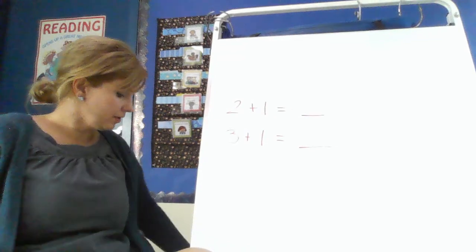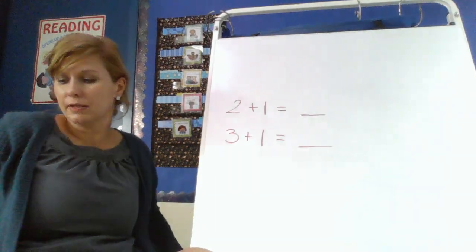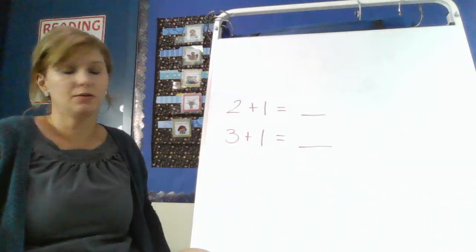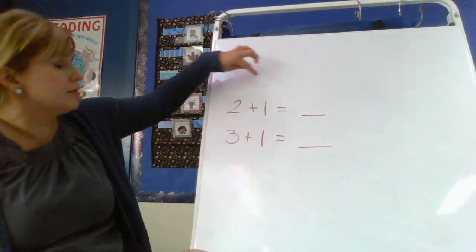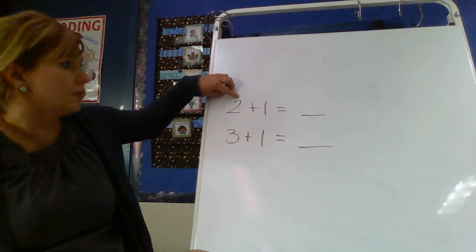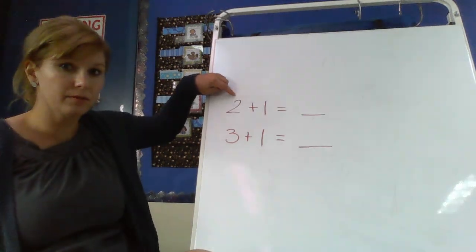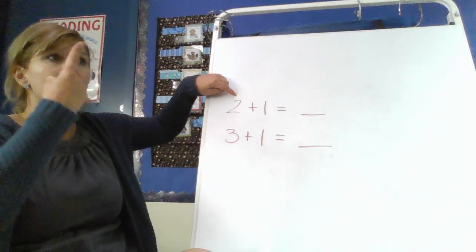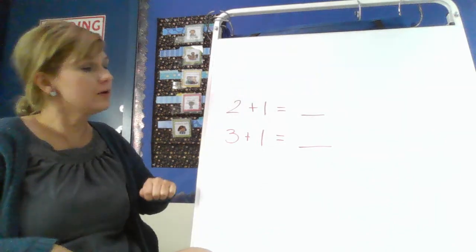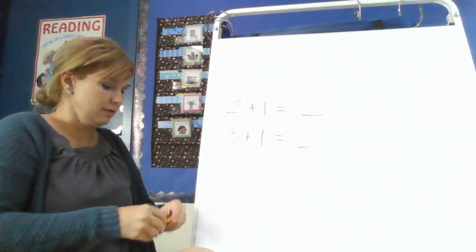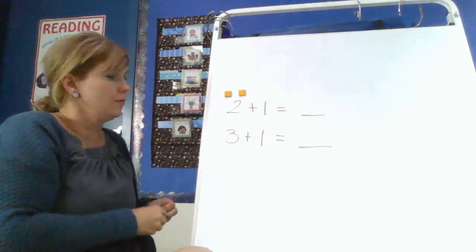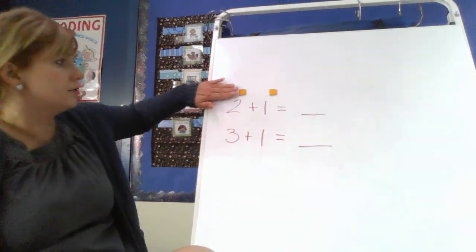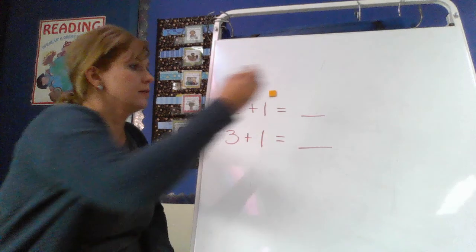Okay, so for example, let's think about that first, and then I'll show you with the magnets. 2 plus 1. I'm adding 1 to the 2, so it's going to be the next number. What number comes after 2 when we count? 2, 3. I bet the answer is going to be 3. Let's double check it. 1, 2 there. 1 here. 2, 3. The answer is 3.